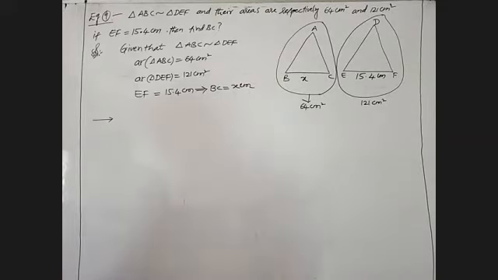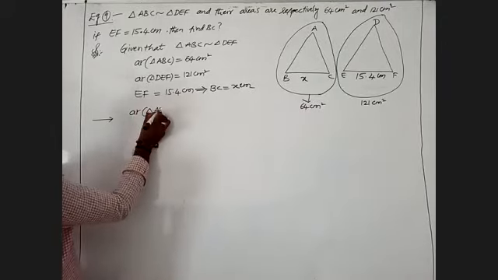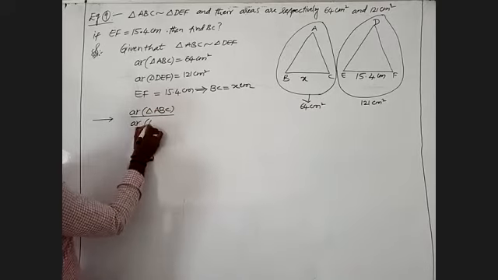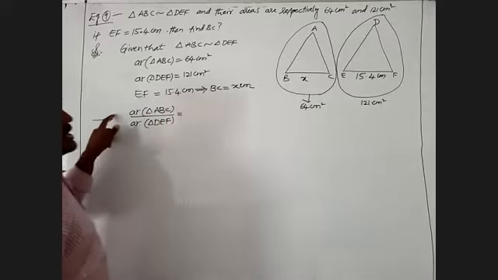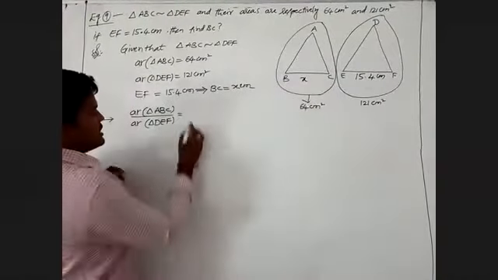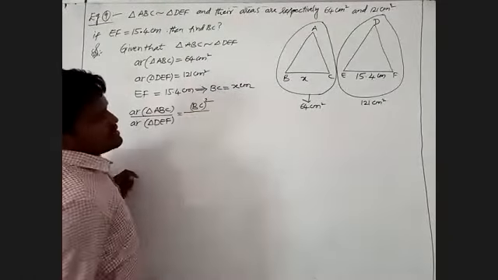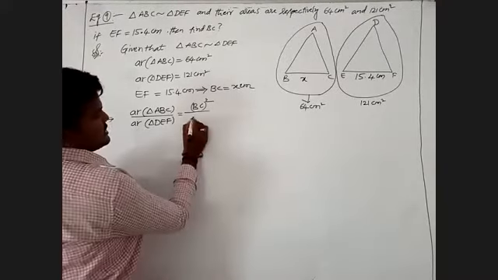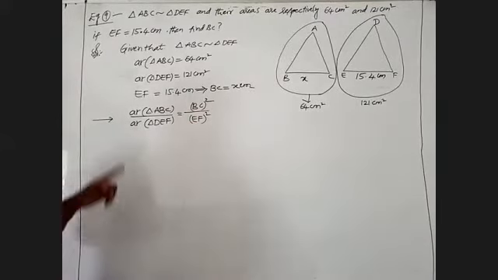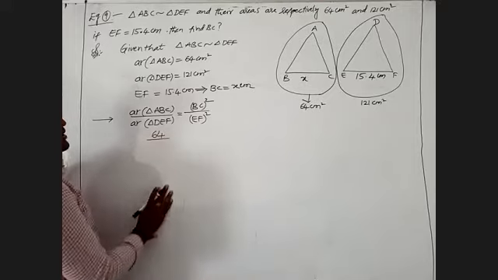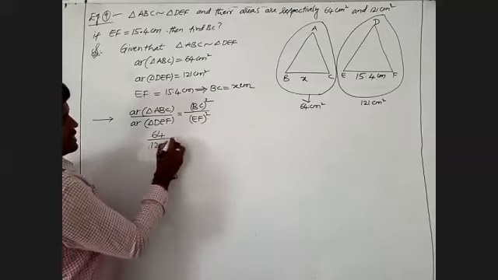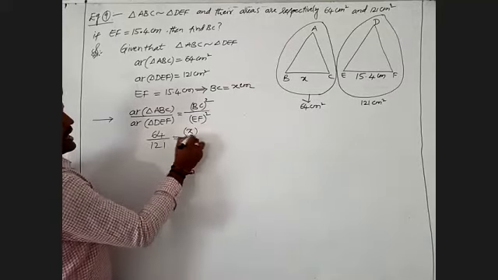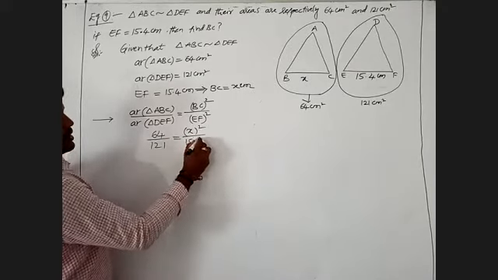We know from the theorem in the previous class that the ratio of areas of two similar triangles is equal to the ratio of the squares of their corresponding sides. So area of triangle ABC by area of triangle DEF is equal to BC by EF whole square, where the corresponding sides are BC and EF. That is 64 by 121 is equal to x square by 15.4 whole square.